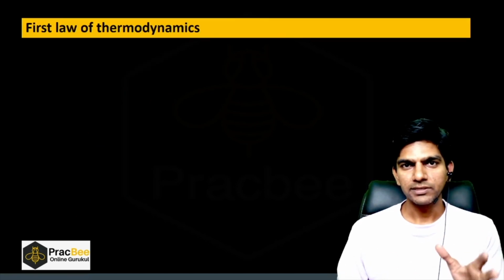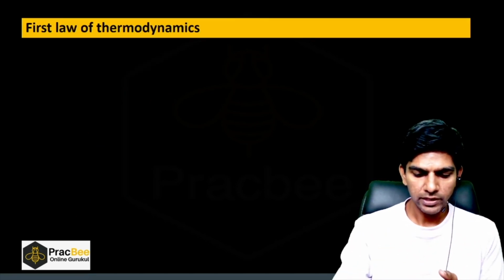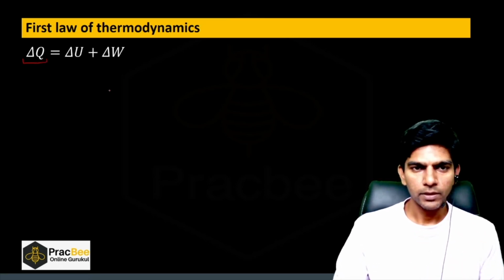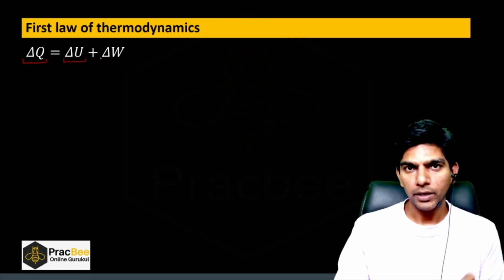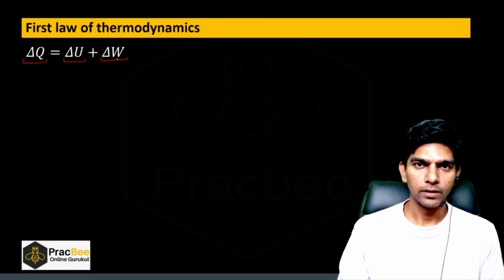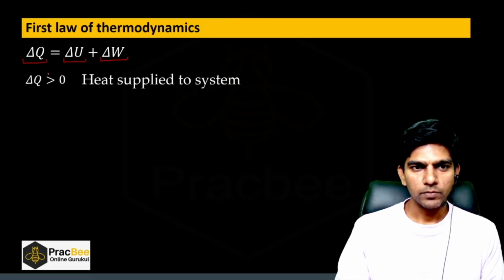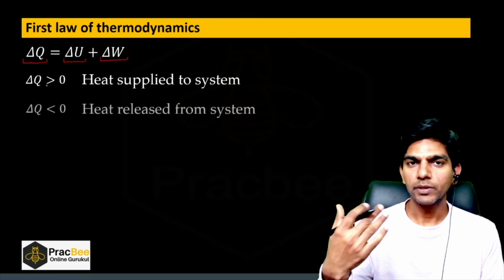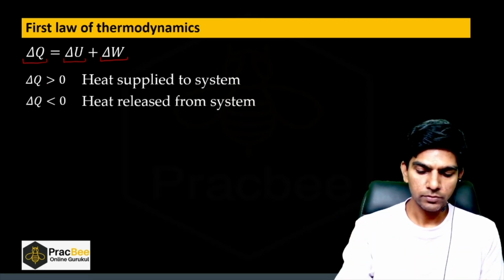Now let us see another concept, that is the first law of thermodynamics. So what is this law? Suppose there is a thermodynamic system and you are supplying delta Q amount of heat energy, some part of this energy will increase the internal energy and the remaining part will do the work done. Now, this delta Q will be positive if we are supplying heat to the thermodynamic system. It will be negative if the heat is being rejected from the system.